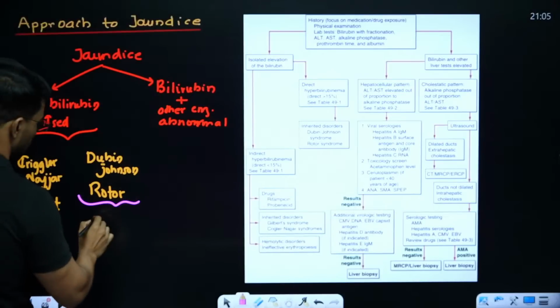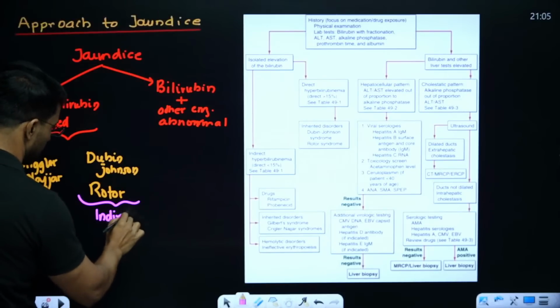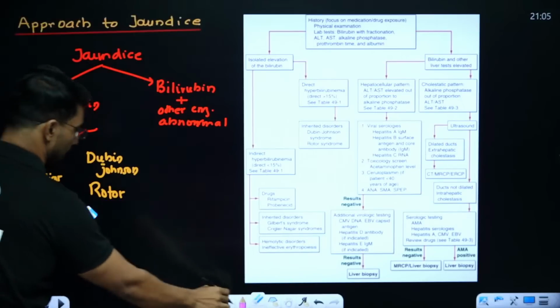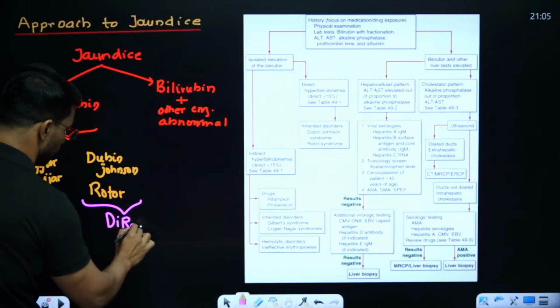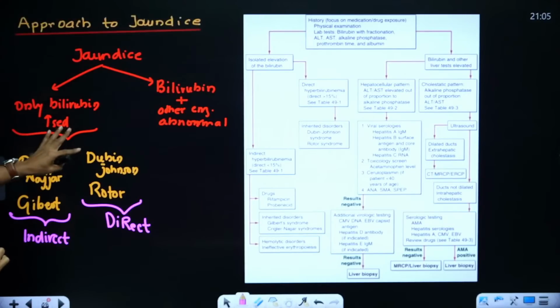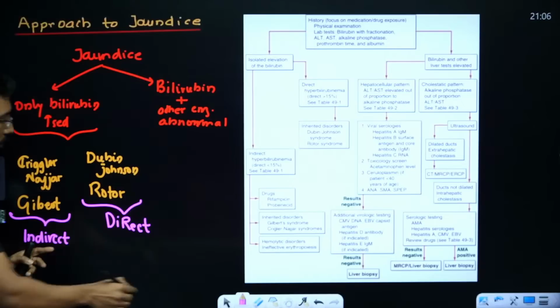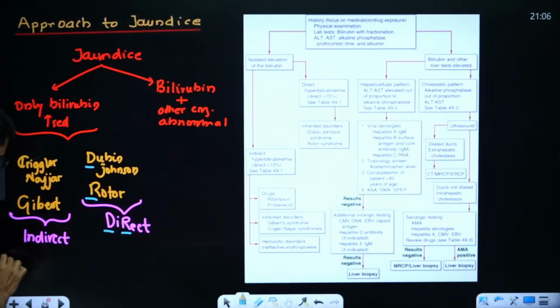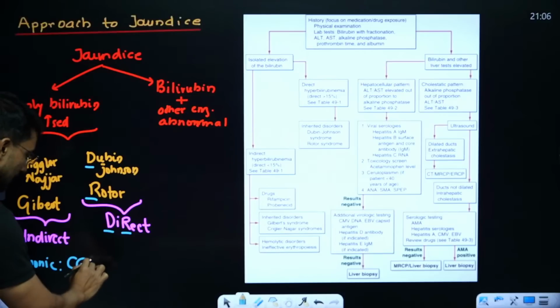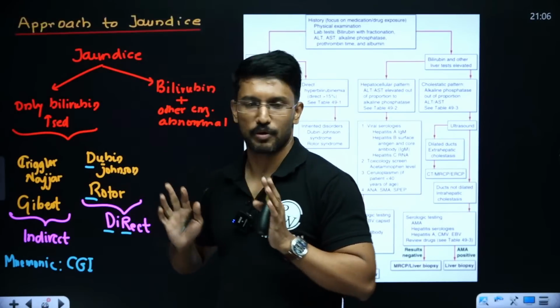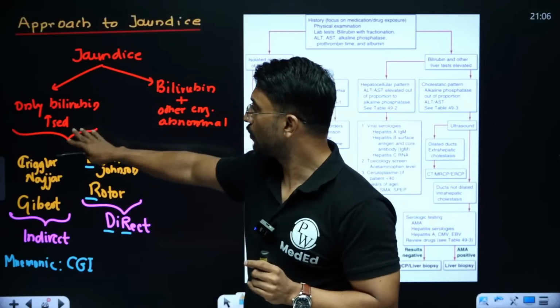In case of Dubin-Johnson and Rotor, it is the direct predominant hyperbilirubinemia. And in case of Crigler-Najjar and Gilbert, you are getting indirect predominant hyperbilirubinemia. I will make it easy for you to remember. Dubin-Johnson, just remember direct. So in Dubin-Johnson, you have direct hyperbilirubinemia. And Crigler-Najjar you can remember with the mnemonic CGI: in Crigler-Najjar and Gilbert you have indirect hyperbilirubinemia. That sorts out when bilirubin levels alone are increased.